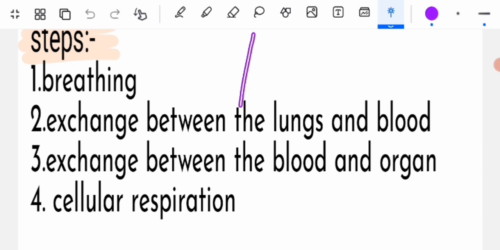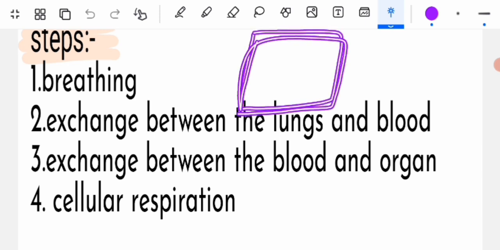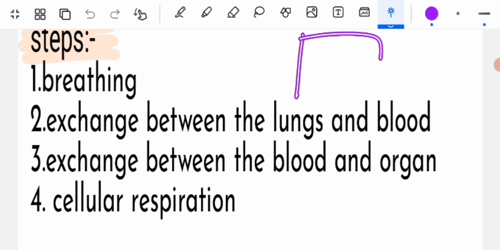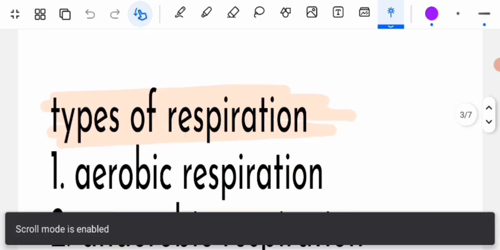Organ में क्या होता है, बहुत सारे tissues. Organ is made up of tissues है ना, and tissues are made up of cells है ना. Each cell में mitochondria होता है. Mitochondria में क्या होता है, aerobic respiration, and that is called cellular respiration, which we have already learned. So these are the 4 steps that happen in respiration.